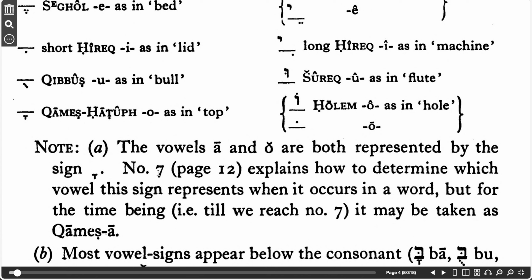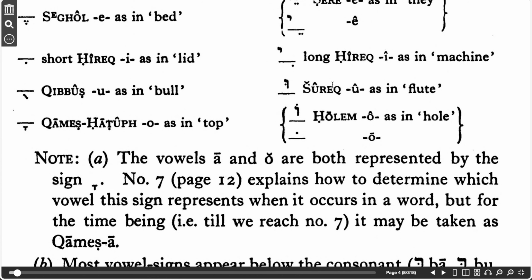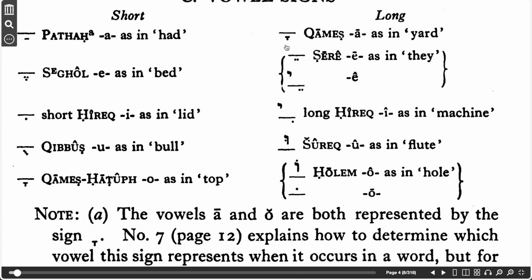But section number 7, which appears on page 12 of the book, explains how to determine which vowel this sign represents when it occurs in a word. So he's not answering that question right now. For the time being, until we reach section number 7, it may be taken as kamats, A. So we're going to just take it as the long sound. We're not going to worry about this right now.